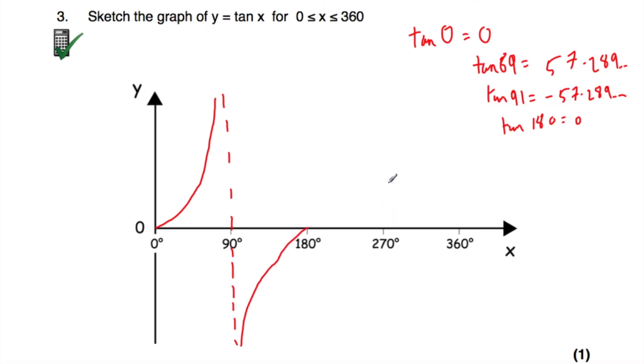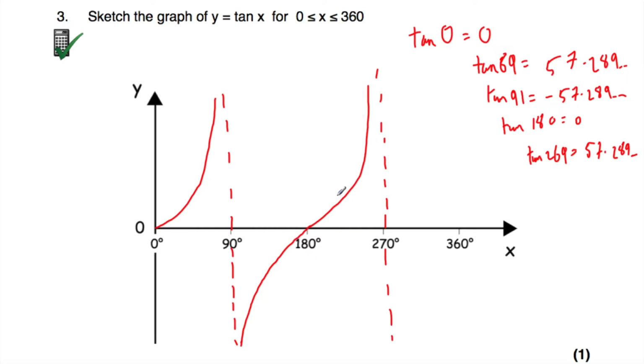Then the tan of 270 degrees is a math error as well. If you do the tan of 270 degrees, you get a math error, so it's going to be an asymptote as well. It's undefined, so it's an asymptote, like so. If we do the tan of 269 degrees, just a little bit to the left of 270, that's equal again to 57.289 and so on. So this curve shoots up again like so.